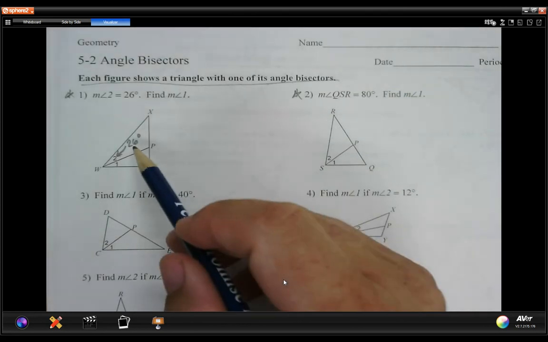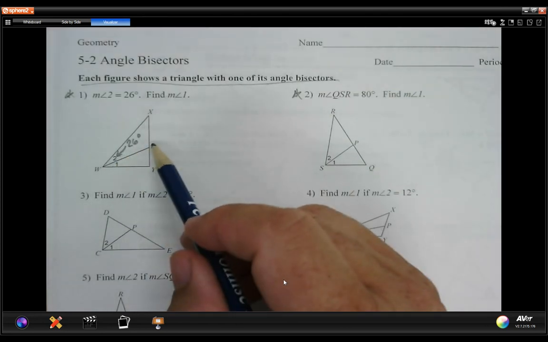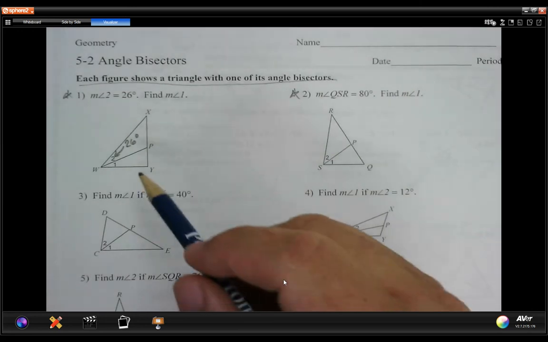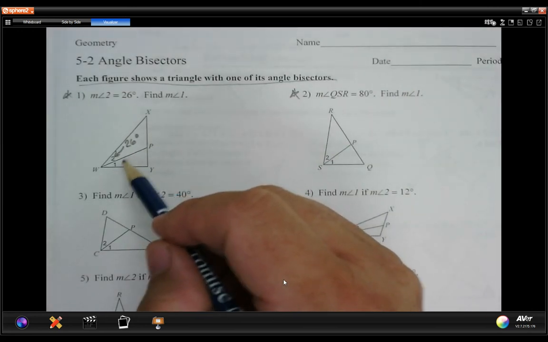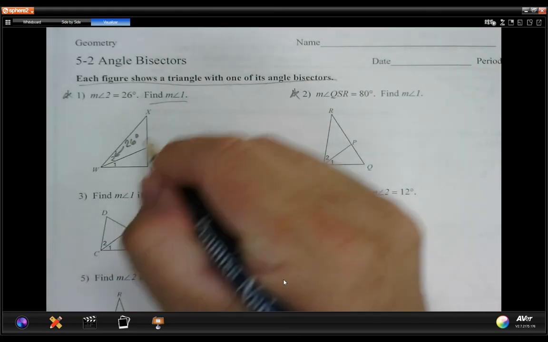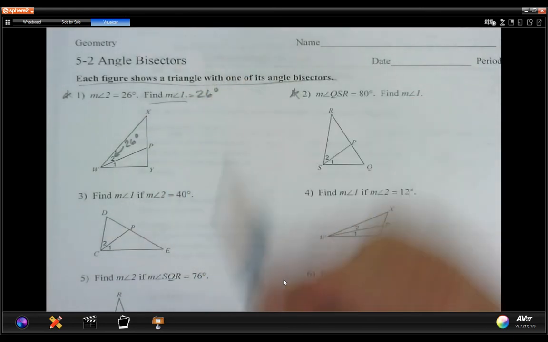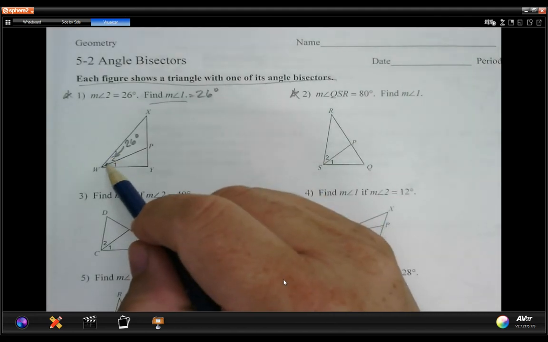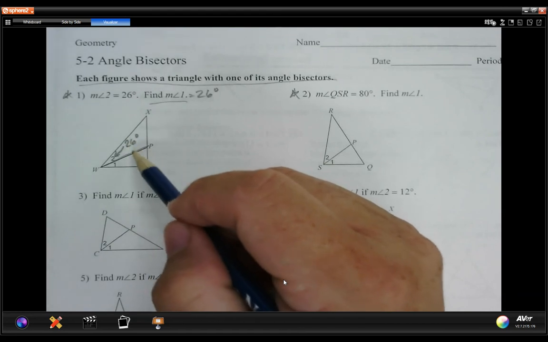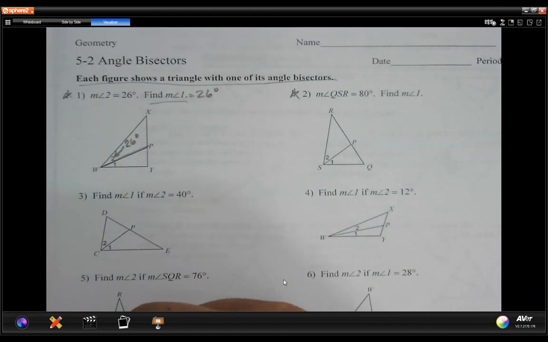Well, if that angle is 26 degrees and this is an angle bisector, now think about what you do when you bisect something. You cut it in half. So if that's really the case, then what is the measure of angle 1? Well, the measure of angle 1, quite simply, is just 26. It also has to be 26 as well. If this line is cutting this angle in half, and this half is 26, then the other half also has to be 26. The key here is to make sure that you understand what it's looking for.